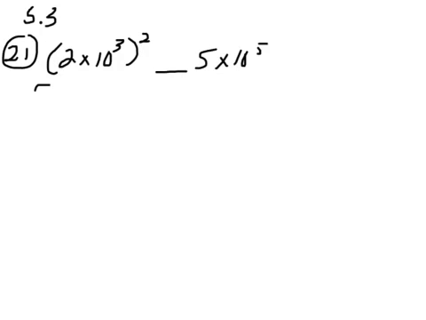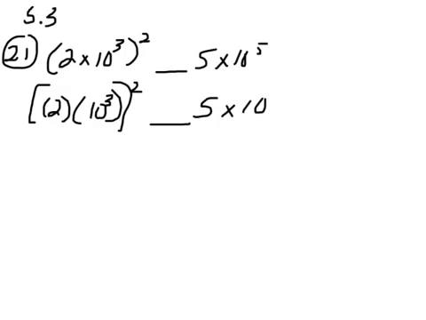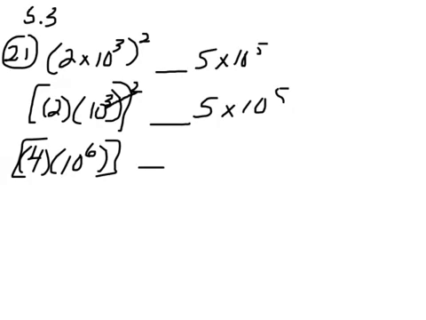Now, I want you to think about this. This is really (2 times 10 cubed) squared, okay? I'm just going to keep copying the rest of this down. If you look at it that way, rewriting it without the x for the multiply symbol, it makes it easy to see that I'm supposed to square the 2. Now, 2 squared would be 4. And then I'm supposed to square 10 cubed as well. Well, 3 times 2 is 6, so that's 10 to the 6th power, okay?